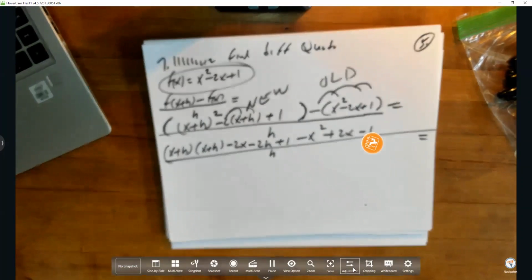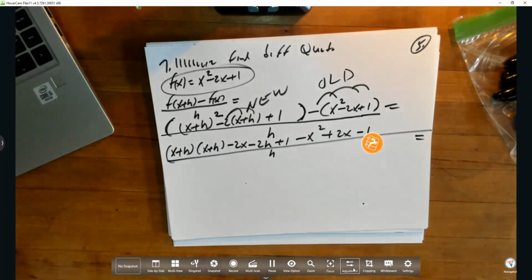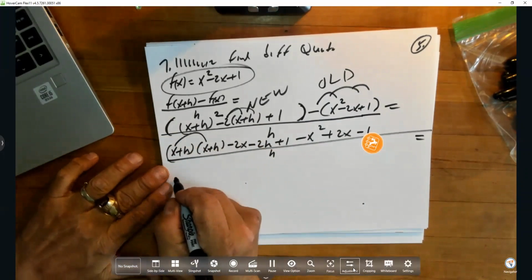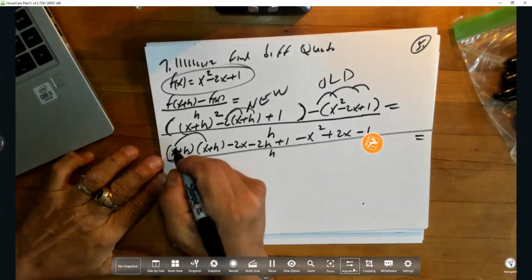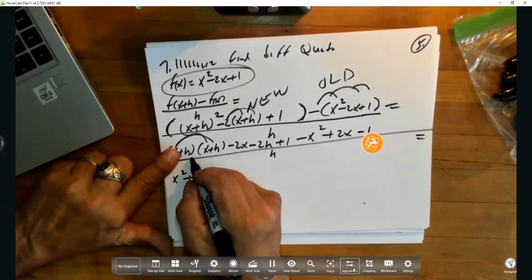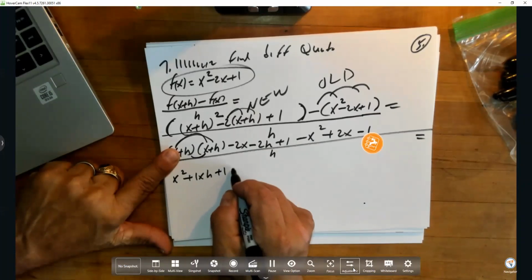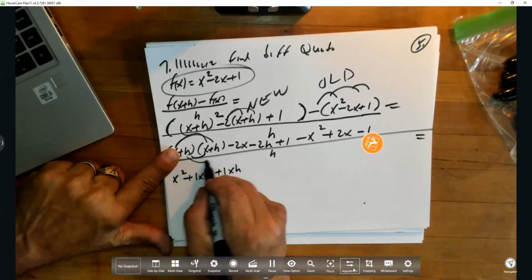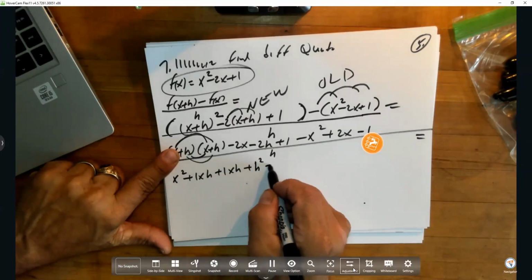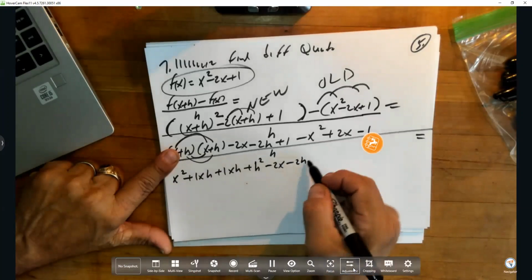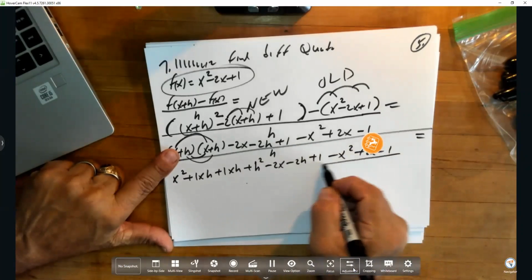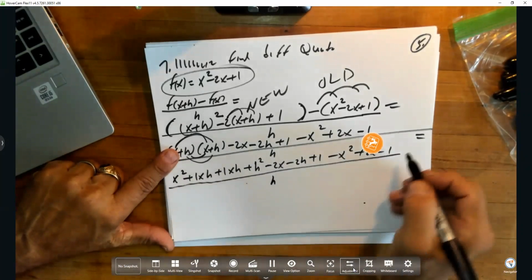All right. So now ready? I'm going to FOIL. So x times x, somebody tell me the answer. X squared. X times h is 1xh, and x times h again is 1xh again. And then h times h is h squared. Anything else I'm going to copy: minus 2x minus 2h plus 1 minus x squared plus 2x minus 1, all over h.